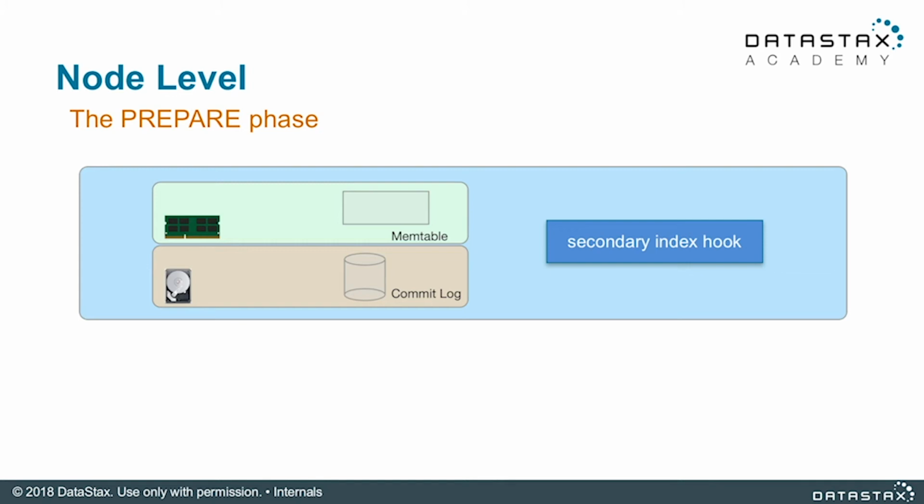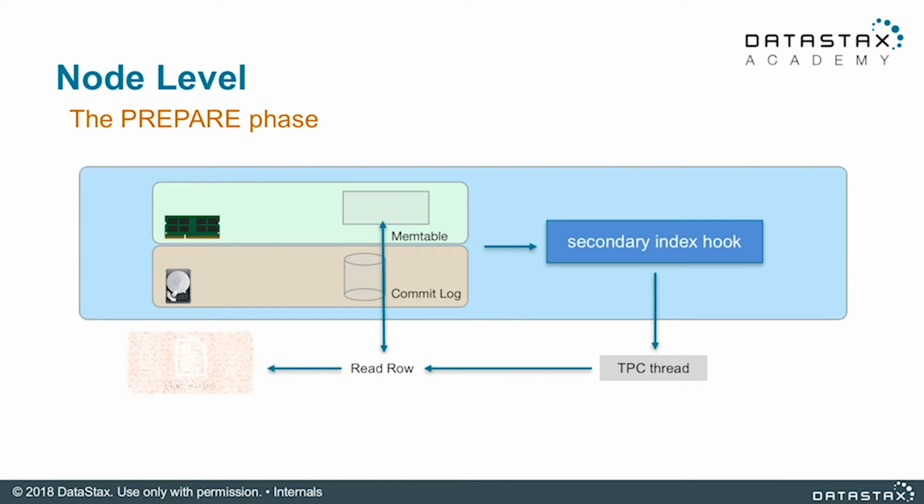Once the write has completed and the secondary index hook has triggered, the prepare phase starts and the indexing task is passed to a TPC thread. The worker thread will reread the corresponding row or partition that is being indexed from the database, and a Lucene document object is created from that data. Afterwards, the document object is then used during the execute phase.